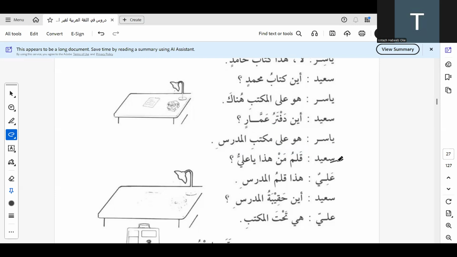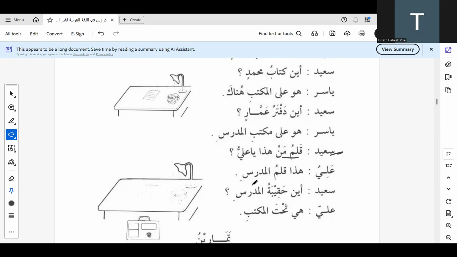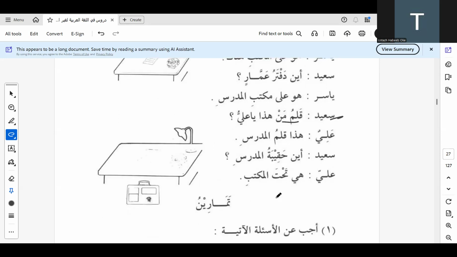Okay, yes. Brother Rufai, let's go. من هذا يا علي؟ قلم. Okay. So we have Ali now. So هذا قلم المدرس. So whose pen is this? So قلم and المدرس also have an إضافة relationship. Okay. And then the response is هذا قلم المدرس. This is the teacher's pen.